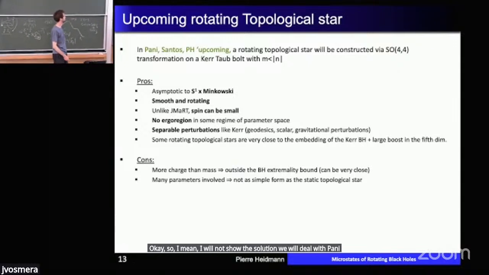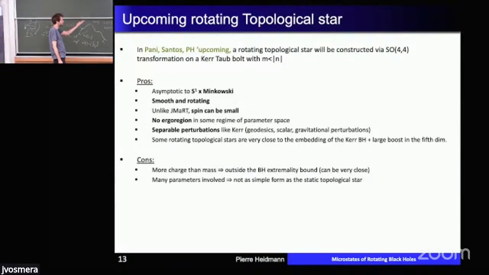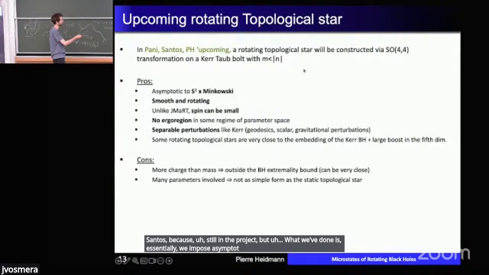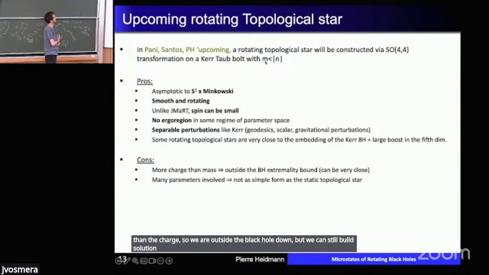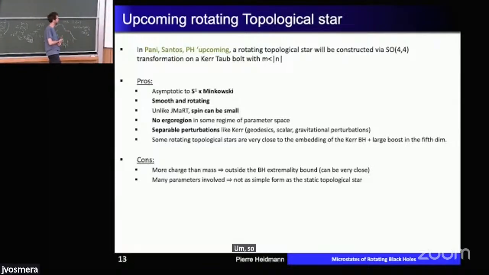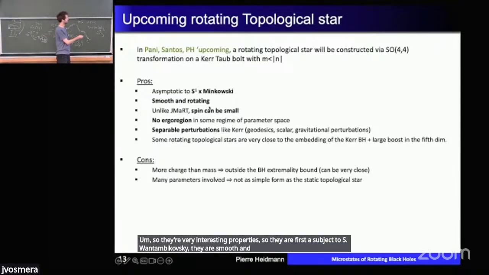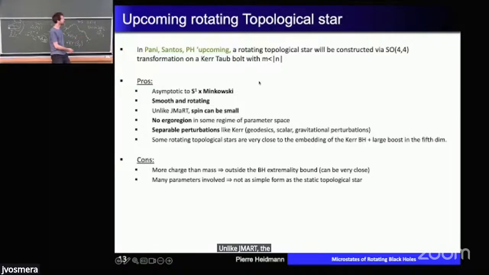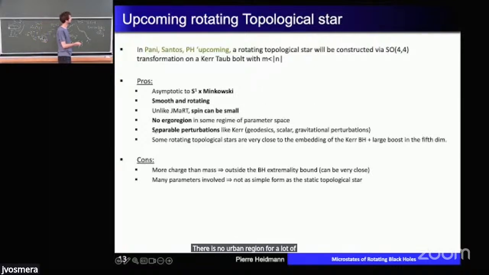Okay, so I will not show the solution we are building with Pani and Santos, because it's still in the project. But what we've done is essentially impose asymptotic flatness, so it requires the mass to be smaller than the charge. So we are outside the black hole bound, but we can still build solutions in there. They have very interesting properties. First, they are asymptotic to S^1 times Minkowski. They are smooth and rotating, so it's kind of an achievement. Unlike JMaRT, the spin can be very small, so the spin is not a problem here. It's not over-rotating. There is no ergoregion for a lot of the parameter space.